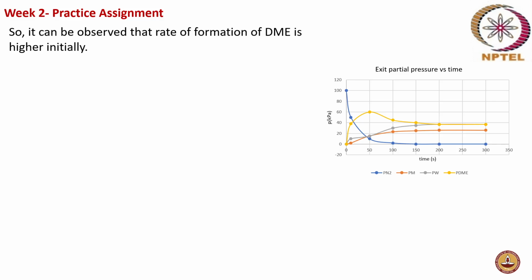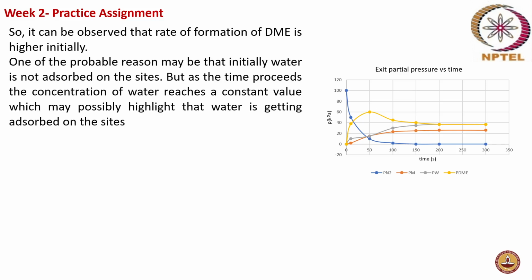So why is it happening? One of the probable reasons, or we can propose to form a rate law, is that water, which is one of the products, might not get initially absorbed on the site, but as time proceeds, once more reaction happens and more water is obtained, the concentration of water reaches a constant value, which might possibly be due to the fact that the water is getting absorbed on the sites. So water starts getting absorbed. That is the reason the dimethyl ether concentration at the exit of the reactor starts decreasing and then over a period of time becomes constant.